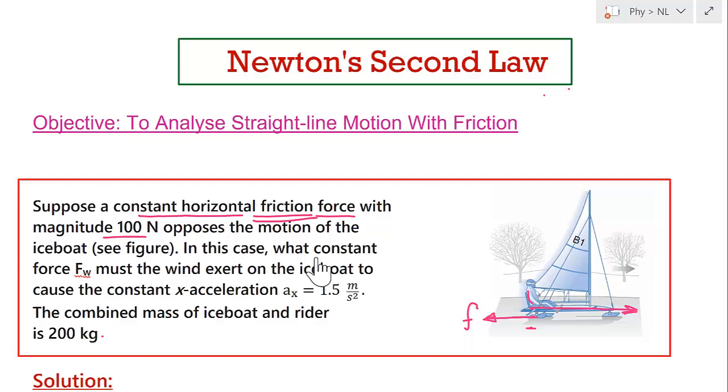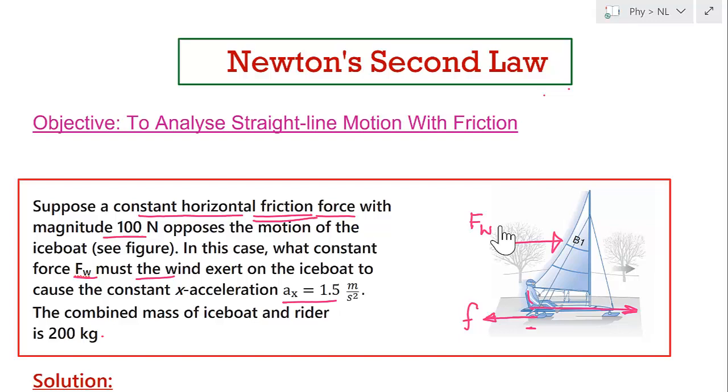In this case, what constant force Fw must the wind exert on the iceboat to cause a constant x acceleration, that is a_x equals 1.5 meter per second square? So what is happening in this case? Basically the wind tries to apply a force. Let's call this force Fw, that is force due to the wind. And this force will accelerate the motion of the iceboat.